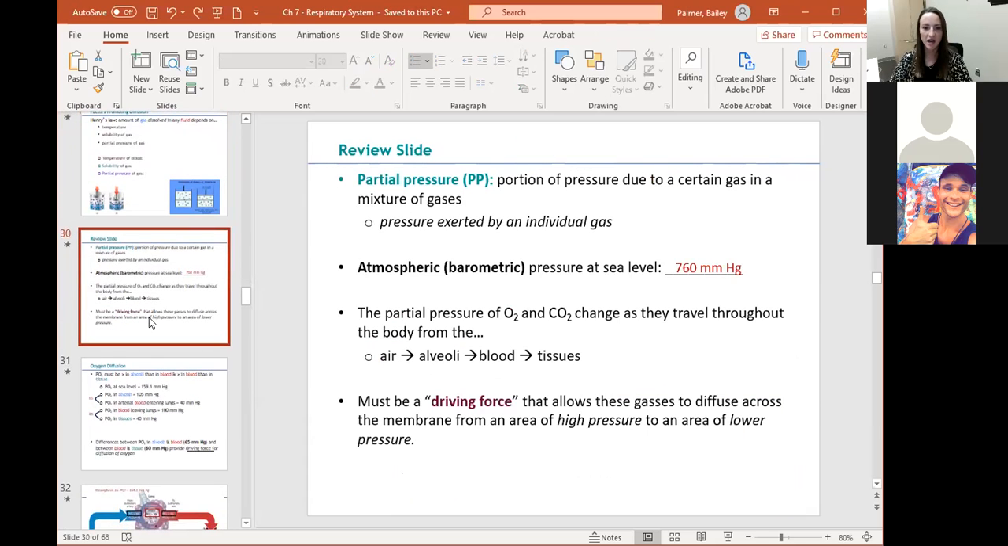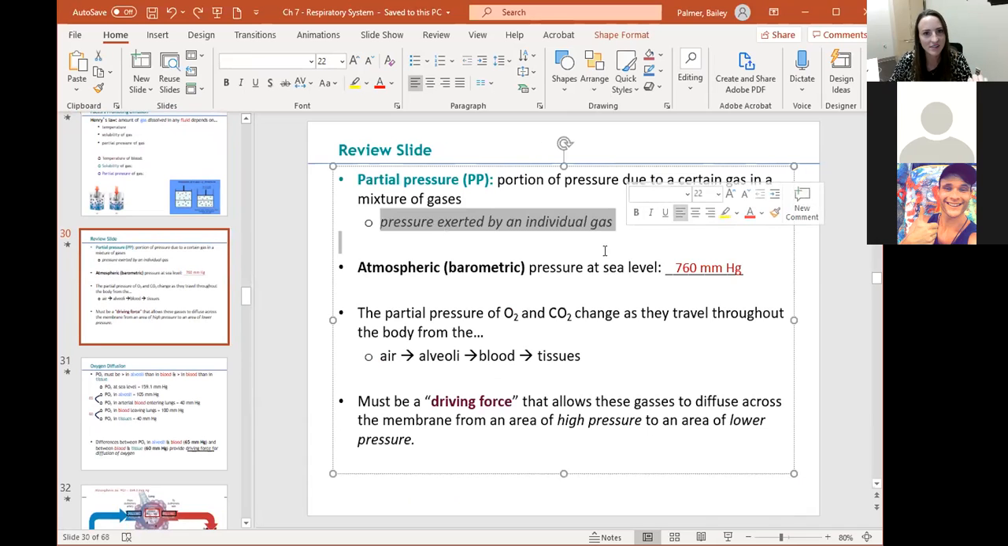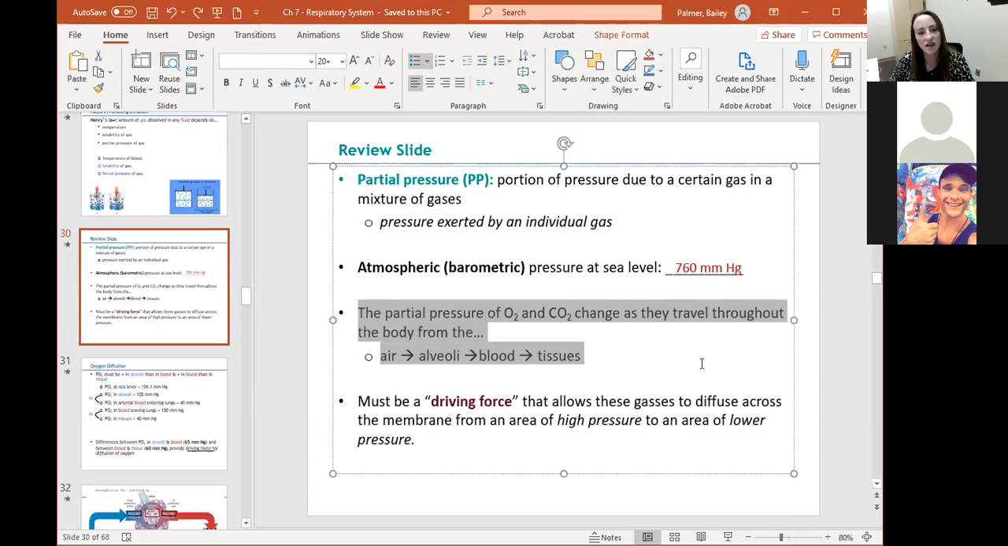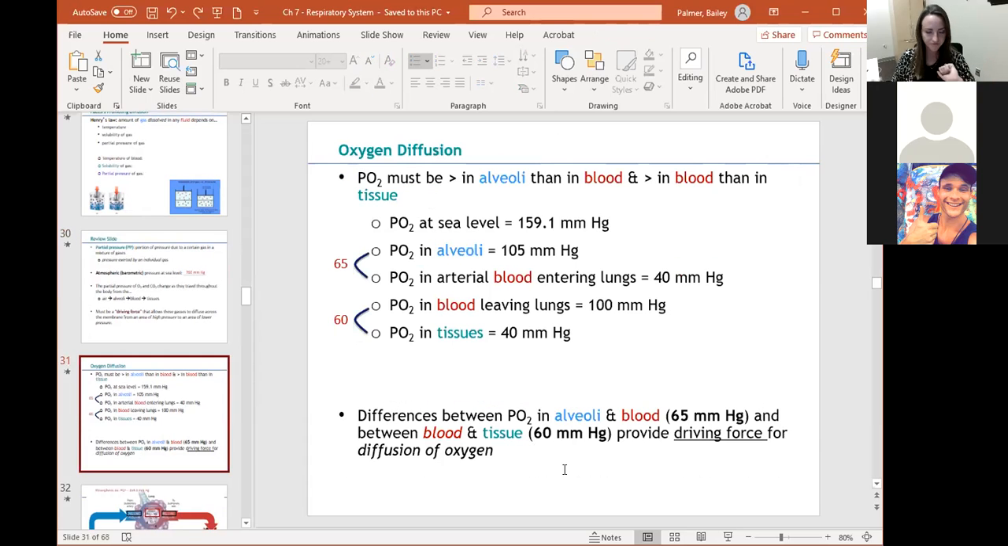All right, so just kind of summing up, we have the definition of partial pressure. Again, understand that it's the proportion of pressure due to the gas in the mixture, which is Dalton's law: the pressure exerted by that individual gas. So atmospheric pressure, we know. This question right here was on your assignment. I think it was the last question, kind of understanding how, as oxygen and CO2 travel throughout the body, the partial pressure of those 2 gases is going to change depending on which location they're in. And that's what we're about to talk about here.